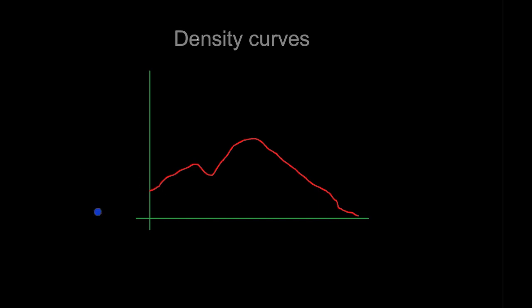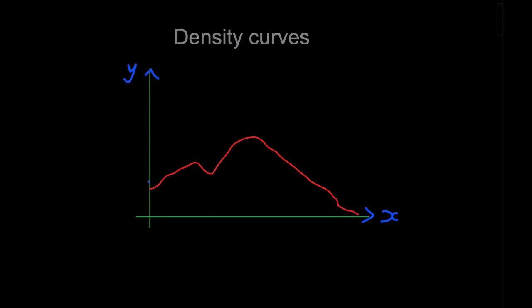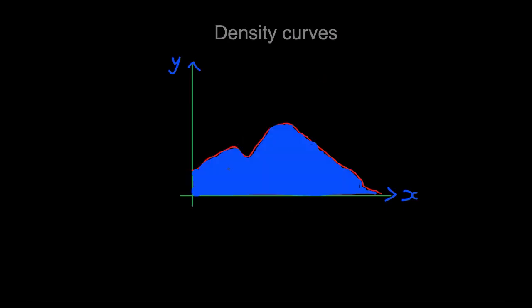There are some properties you should know about a density curve. You know this is the x-axis and this is the y-axis. A density curve is always on or above the horizontal axis. Next is about the area. The area under the curve and above the x-axis is going to be 100% or 1.0.